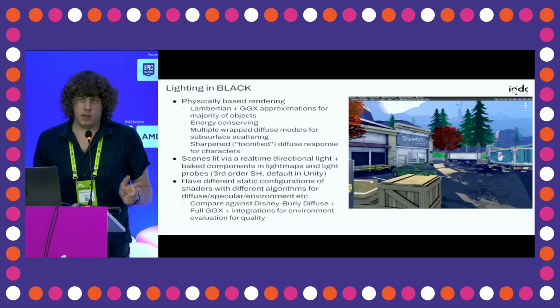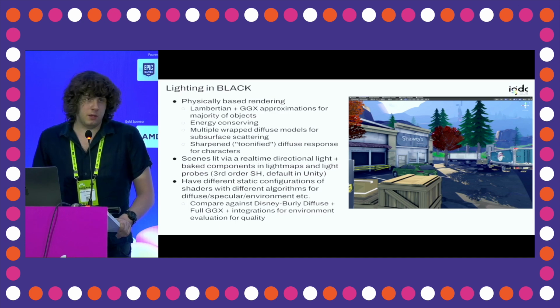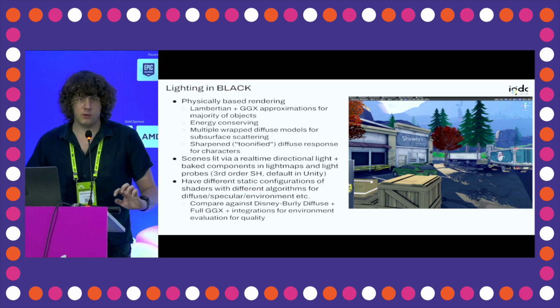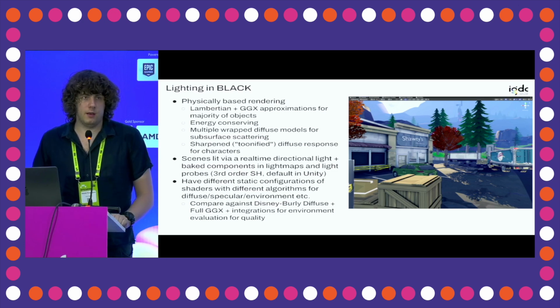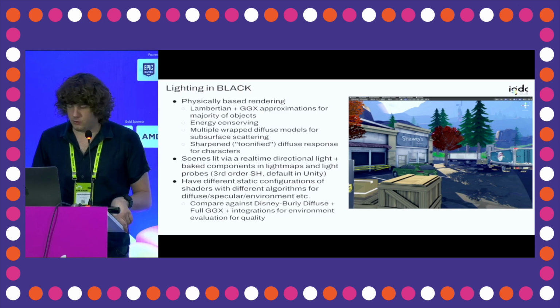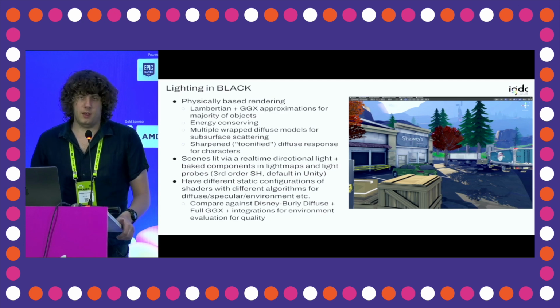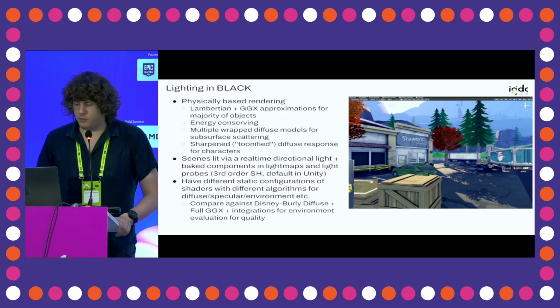So lighting. Our lighting is physically based. It's just regular Lambertian for diffuse and a simplified GGX approximation for specular. It's energy conserving, so that's a big quality boost as well, and easier to control for the artists. We have different SSS approximations through wrap diffuse, and we also have character shaders that can sharpen the lighting to create a kind of toon effect. It's not a cel shader, but a very sharpened diffuse. So that gives a lot of quality and simplicity. For ambient lighting, we use the regular light maps and spherical harmonics in the light probes.